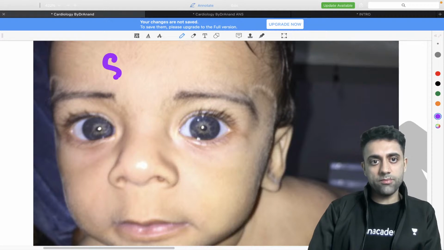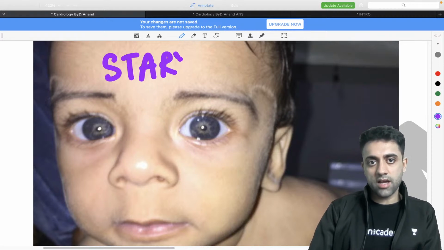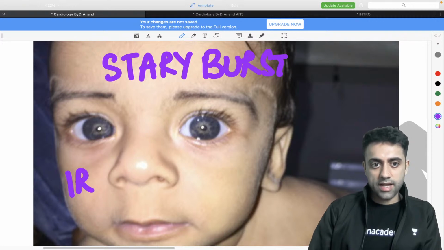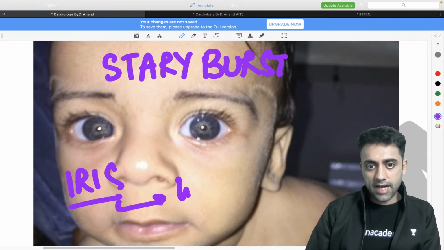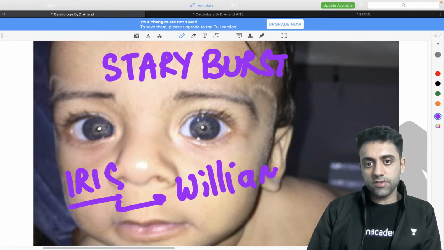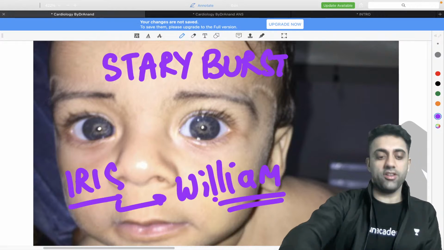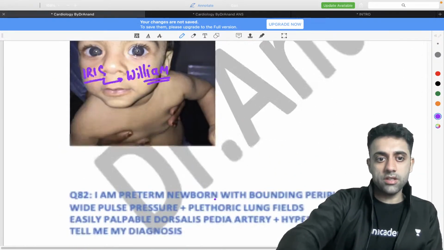This is a starburst, like a star is shining. Starburst iris. Yes or no? Starburst iris. Where do you see that? You see that in Williams syndrome. Yes or no? Williams syndrome. Will you remember this? Yes. Very good. Perfect. Next question.